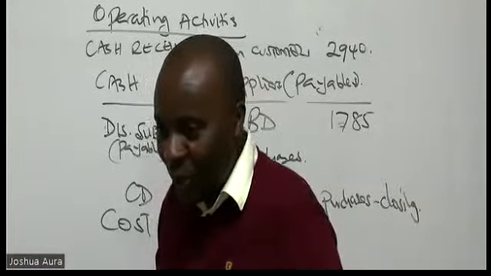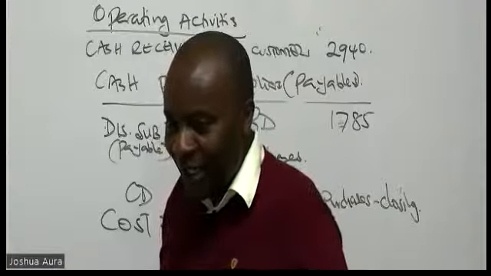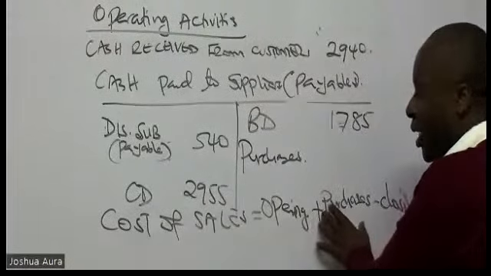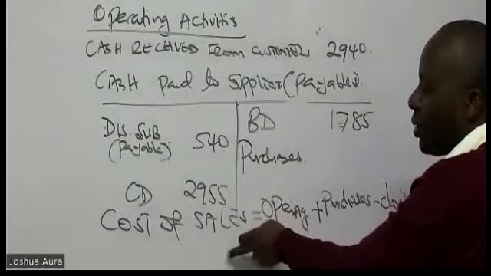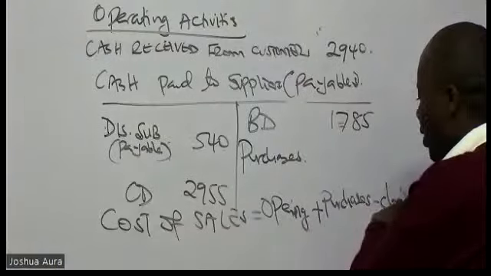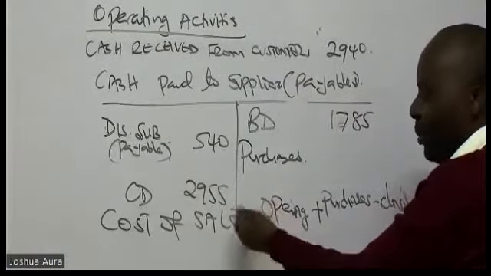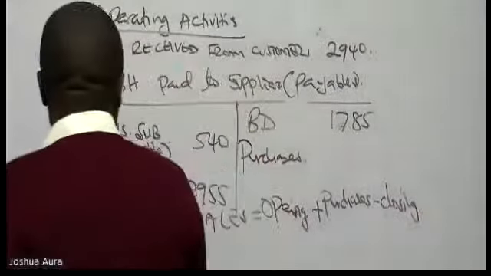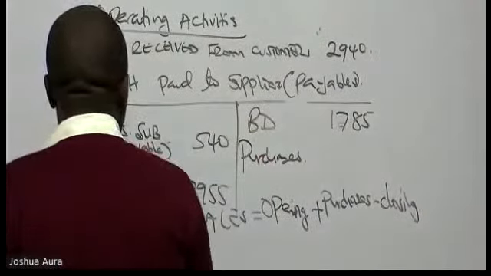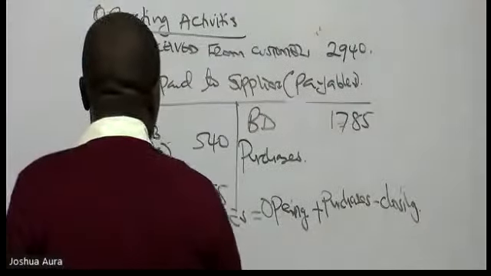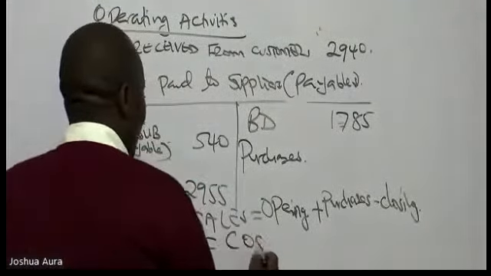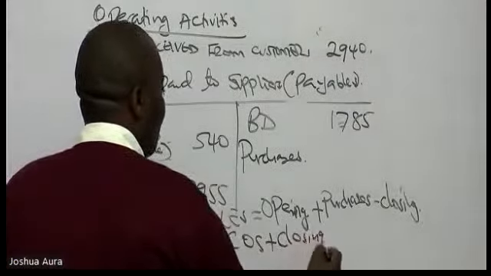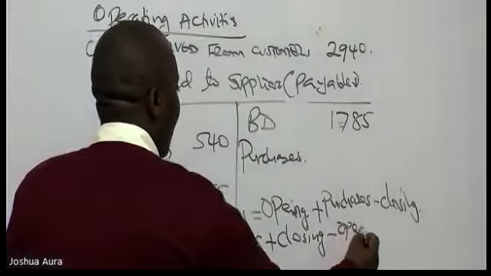Maybe you are not able to get a minus there, right? If I leave these purchases on this side, then I can see closing stock crossing over. It becomes positive. So closing will become positive, opening will be subtracted. So purchases will be cost of sales plus closing minus opening.